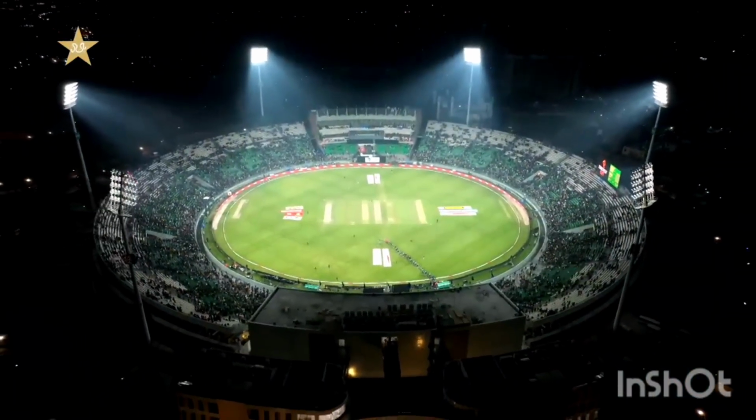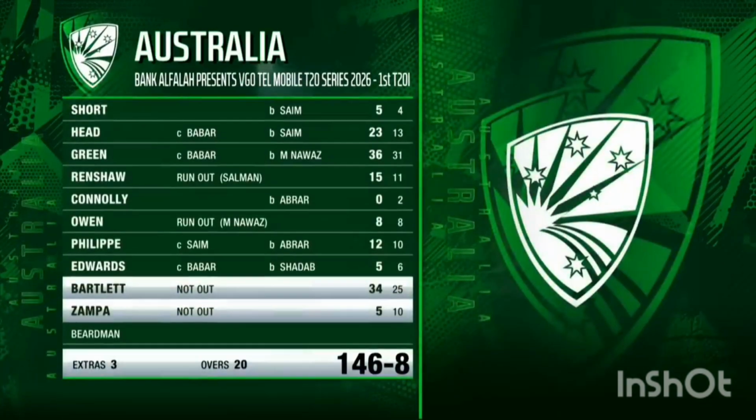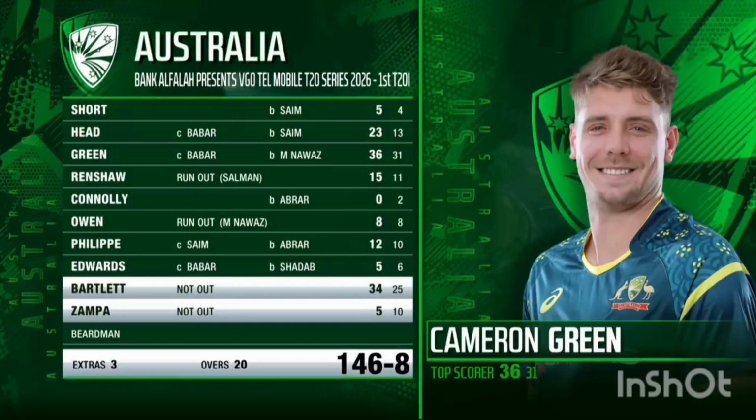Winning a game before the World Cup is important, and Pakistan have downed Australia. They could only get 146 for 8. Green with a 36 off 31, and the rest didn't really come to the party. Bartlett with a 34 not out, but by the time it was all too late for Australia to bounce back with the bat.